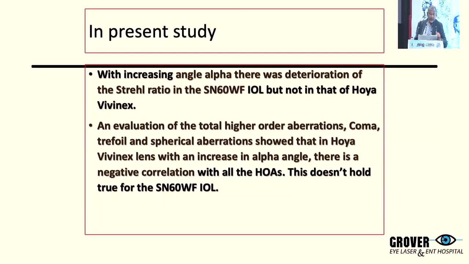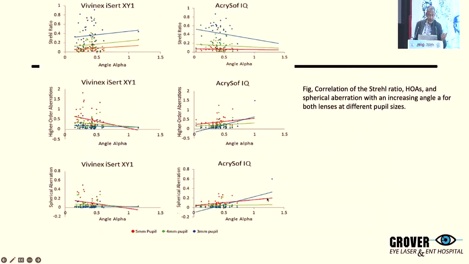And what we found was, with increasing angle alpha, there was a deterioration of the Strehl ratio in the IQ lens, but not in the Hoya Vivinex lens. And evaluation of total higher order aberrations, coma, trefoil, and spherical aberration showed that in the Hoya Vivinex lens, with an increase in angle alpha, there is a negative correlation with the higher order aberrations. This doesn't hold true for the IQ lens. This is apparent in this graphical form.